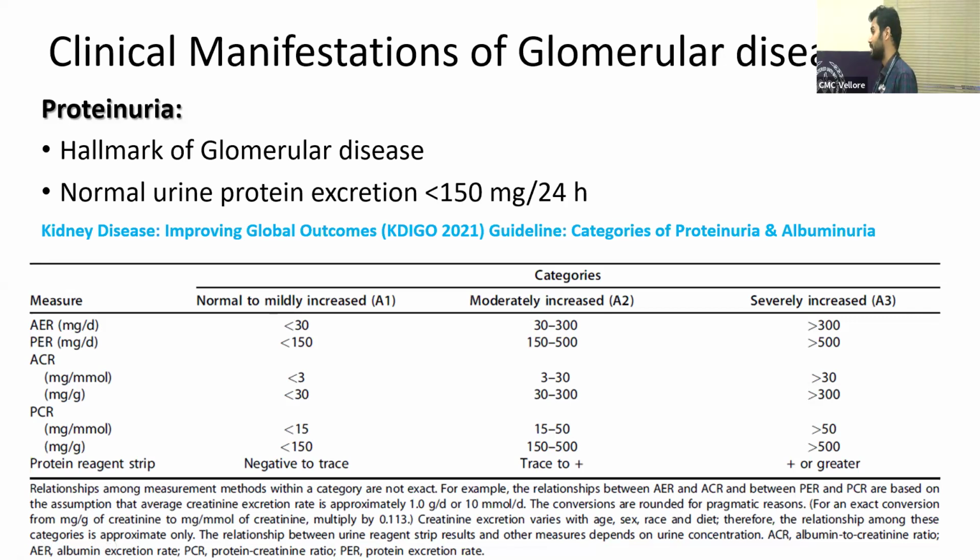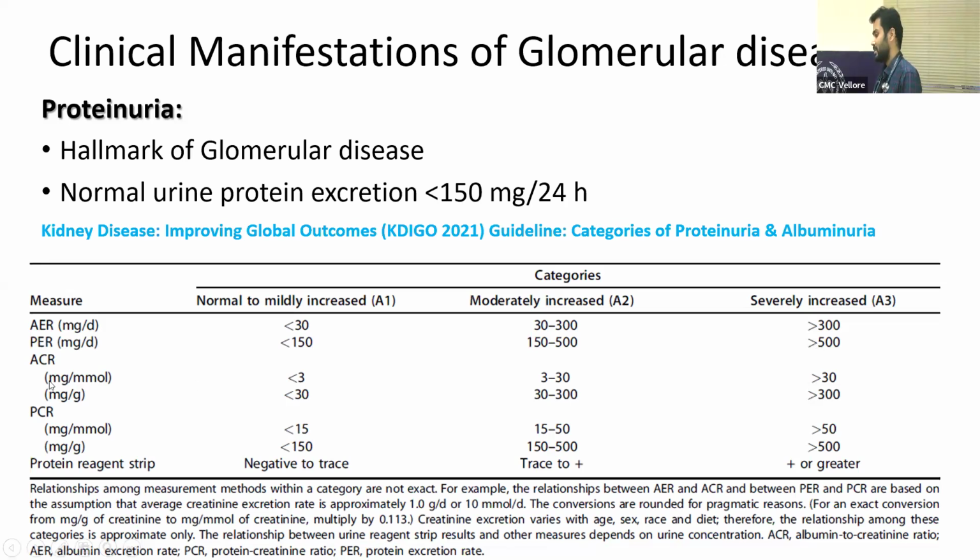Previously, this was termed microalbuminuria. Currently, the terms microalbuminuria, subnephrotic proteinuria and so on are not in use. So this is the new name given for this proteinuria. If the albumin excretion is more than 300, it is called severely increased albuminuria. If the total protein excretion is more than 500, it is severely increased proteinuria.